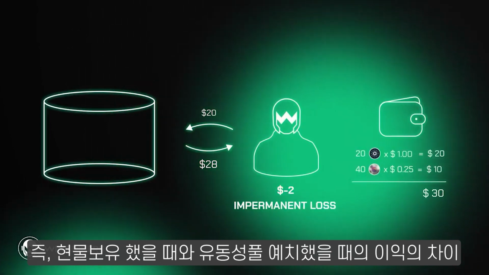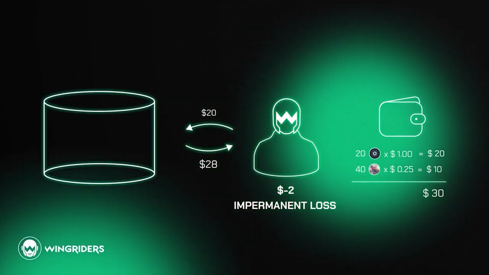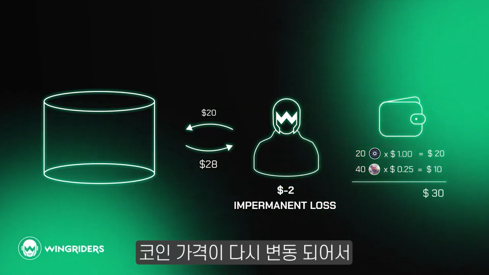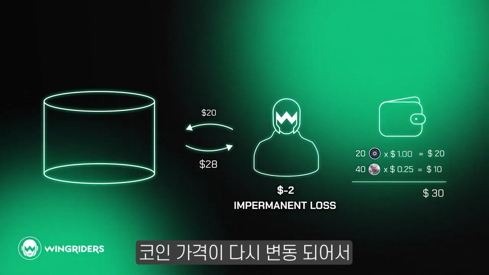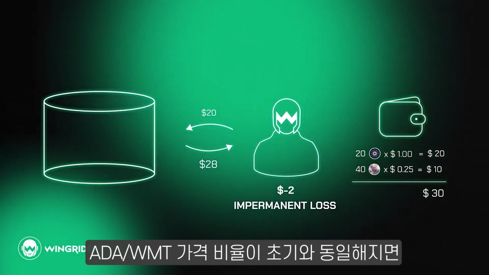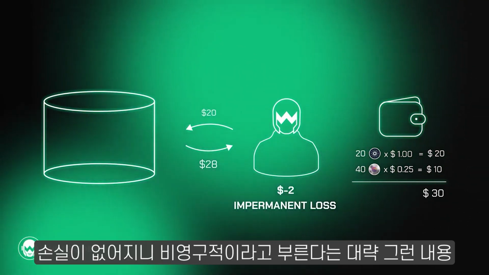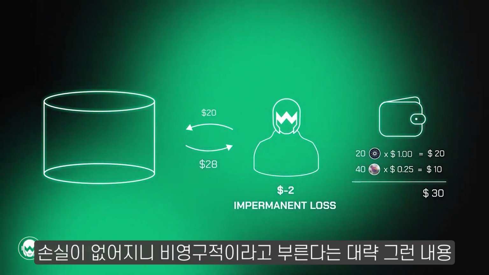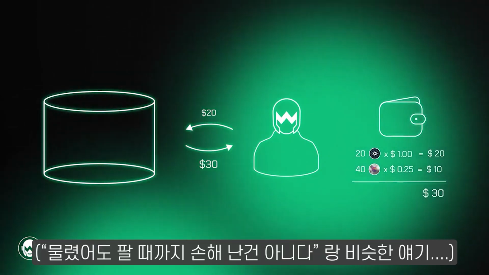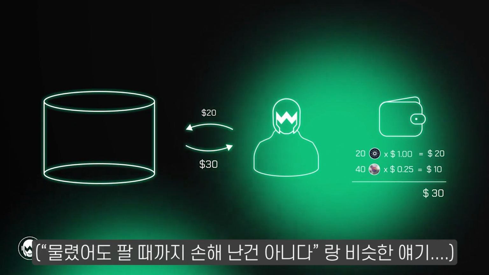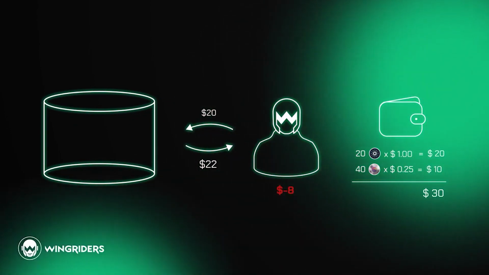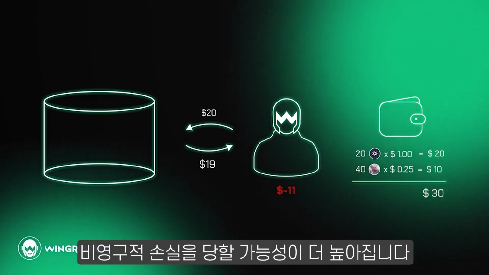So it's the difference between holding assets in a liquidity pool and holding them in your wallet. It's called impermanent because it's just on paper. It's the amount you would have less if you withdrew your assets from the liquidity pool. In that case, it would become real and permanent. You can still keep the ADA and WMT in the pool and wait for the value of ADA to come back to what it was when you deposited it, and then the impermanent loss will come back to zero. The greater the volatility of the assets in the pool, the greater impermanent loss you're potentially exposed to.